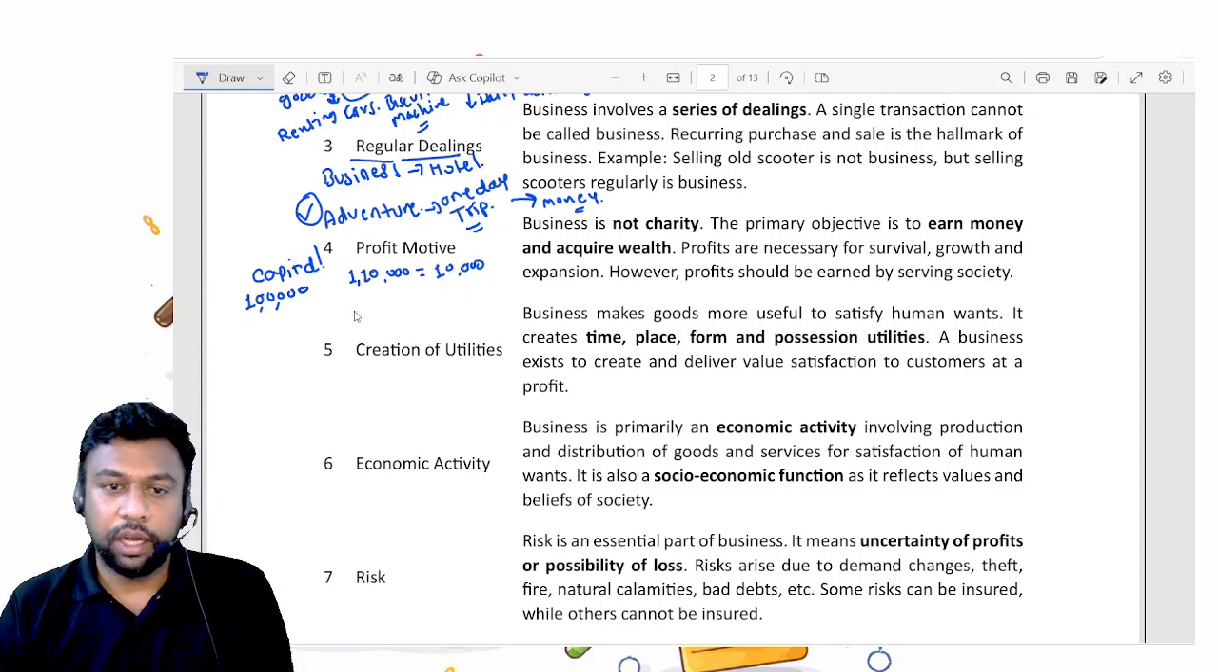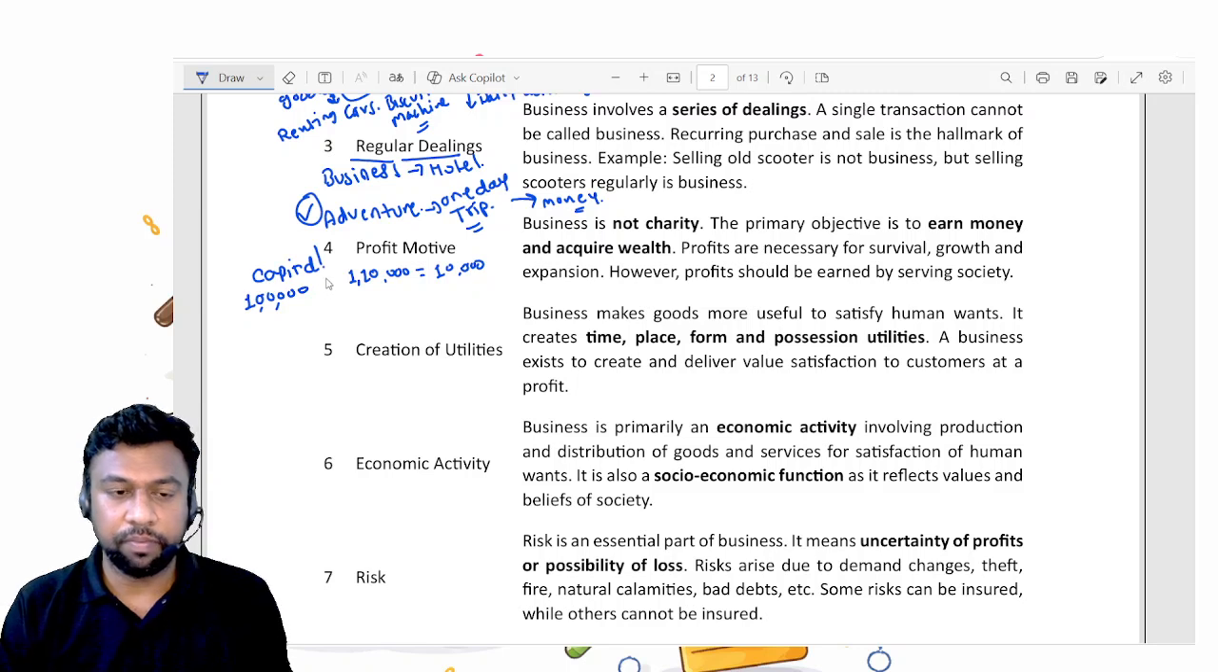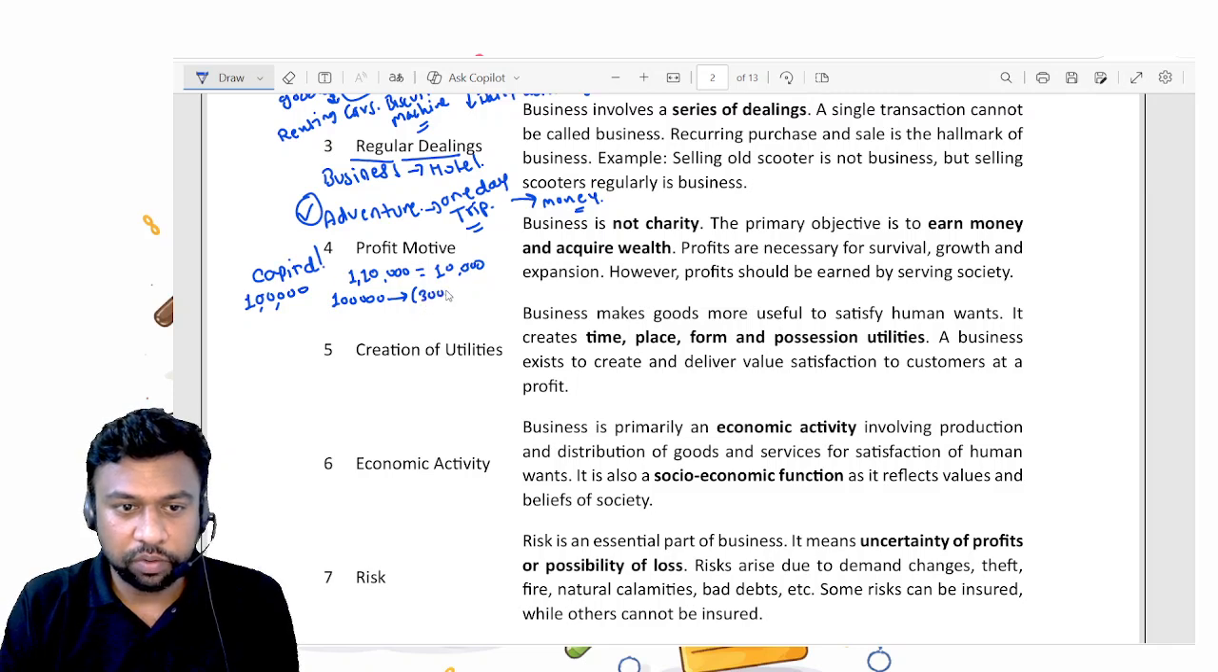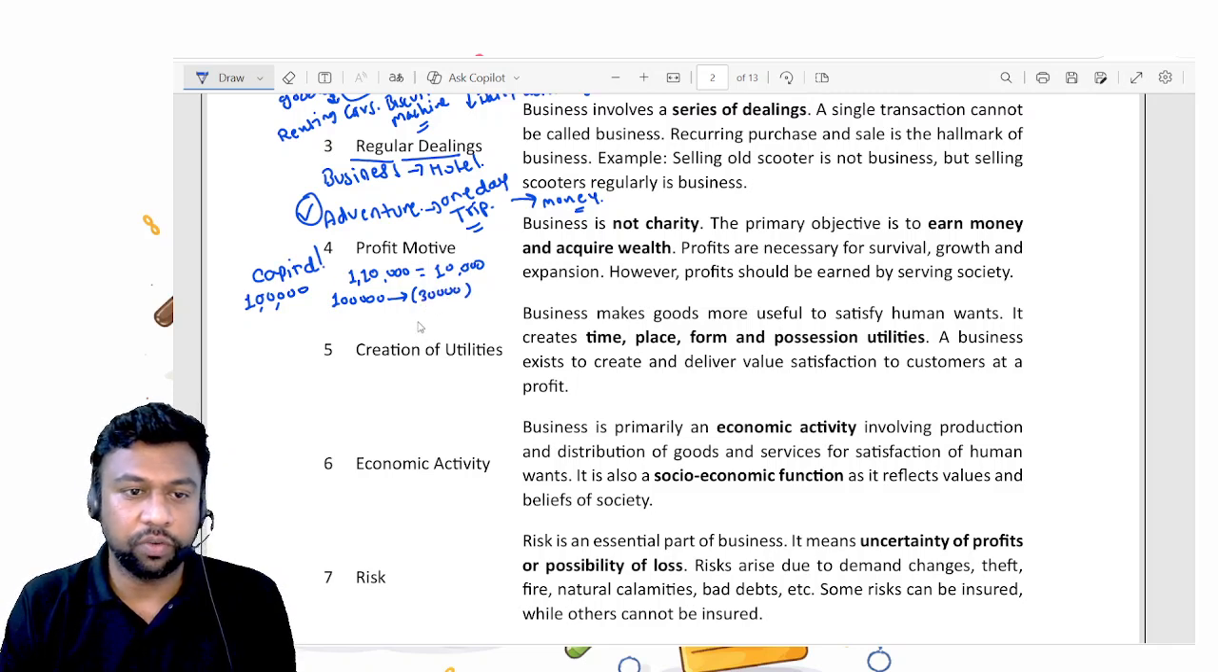Let us say you're not making any profit. From this 1 lakh rupees you will purchase raw material, you will give salaries to the people who are working for you. And if there is no profit involved, then what will happen? Out of this 1 lakh you will make expenses. So let us say in the first month you have made expenses of 30,000 rupees.